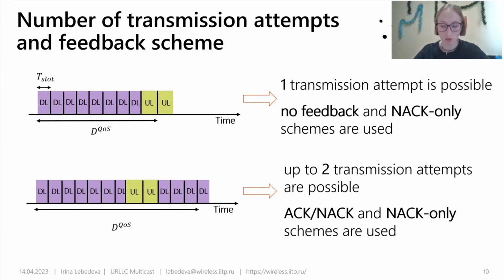For 2 transmission attempts, we can select feedback schemes ACK-NACK or NACK only. And in the case of 1 transmission attempt, we use the feedback scheme for MCS correction, and it is not important which UEs don't receive the data, so we consider no feedback or NACK-only feedback scheme.